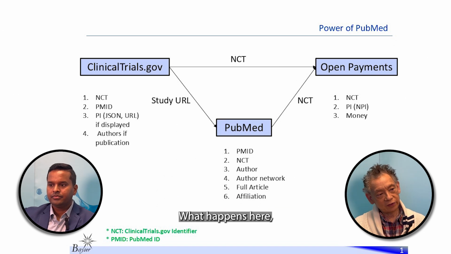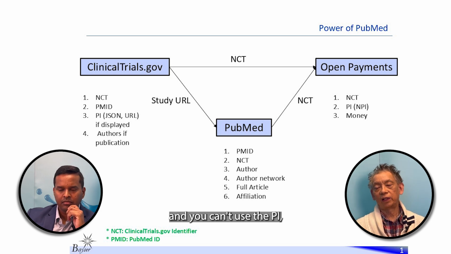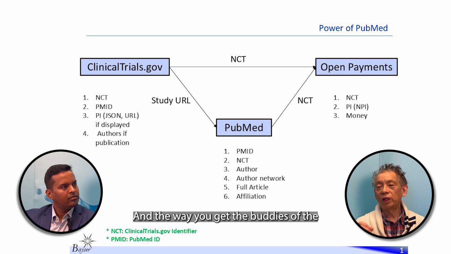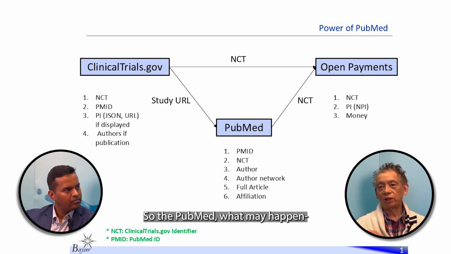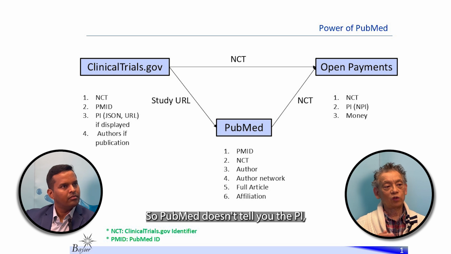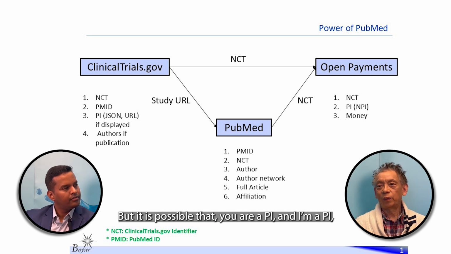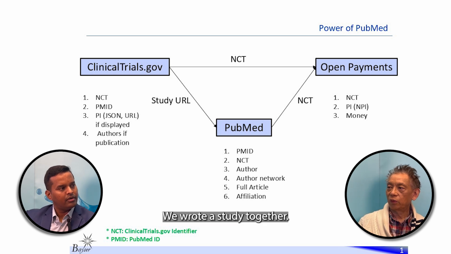So what you can do is, if you get the PI of interest and the PI is in cahoots and you can't use the PI, you can look for the buddies of the PI. The way you get the buddies of the PI is through PubMed. PubMed doesn't tell you the PI, but you get a bunch of authors. It is possible that you are a PI and I'm a PI, and the two of us wrote a study together.